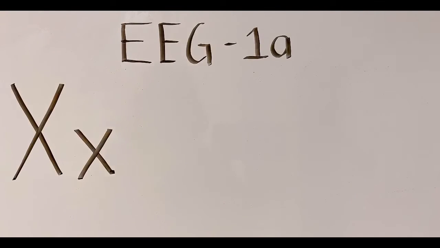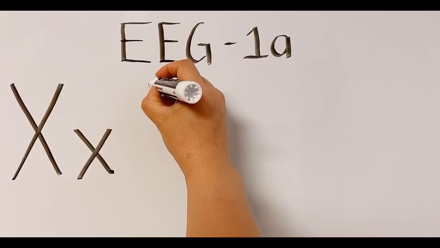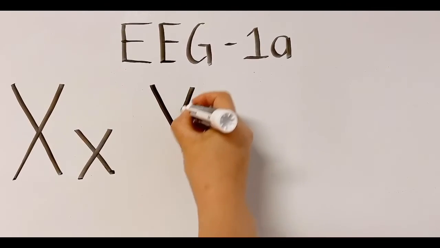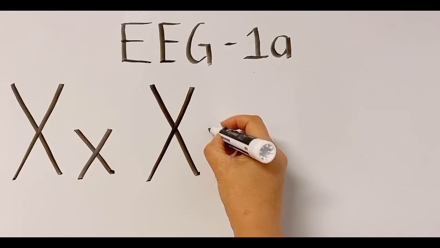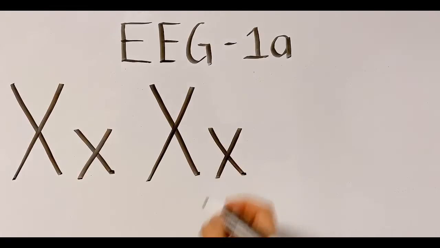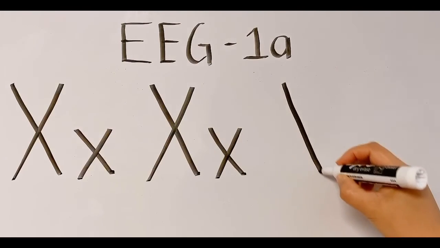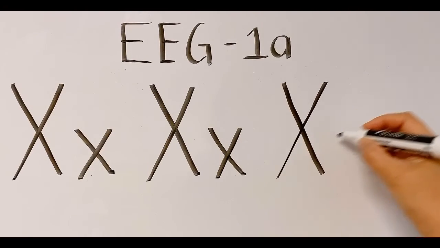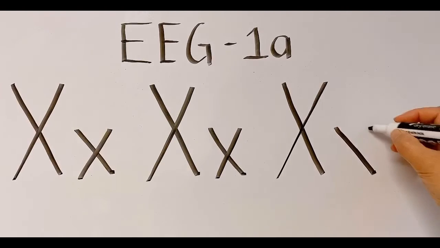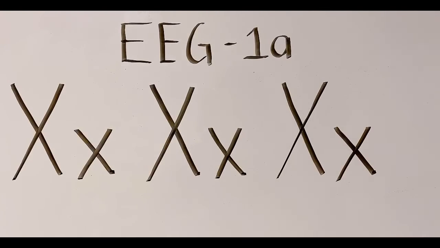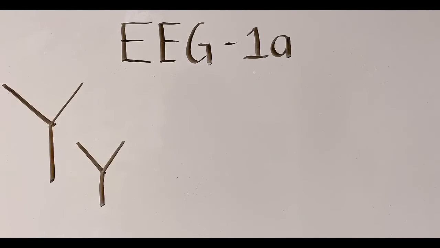Now let's try the letter X. Capital X, small x. Okay, let's write capital X, small x. Okay, again, capital X and the small letter x. Okay, good.